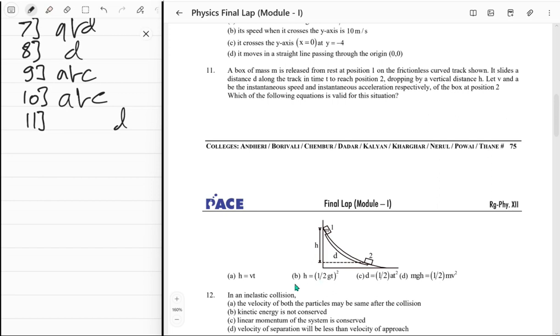So ये equation I guess is wrong. This equation is also incorrect. Only D is the correct equation. अपन सिर्फ इतना ही बोल सकते हैं और कुछ भी नहीं बोल सकते.